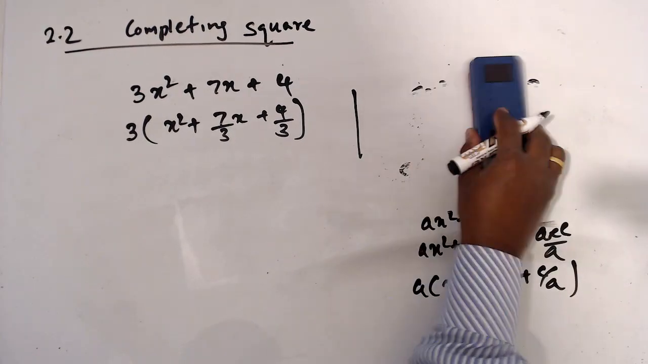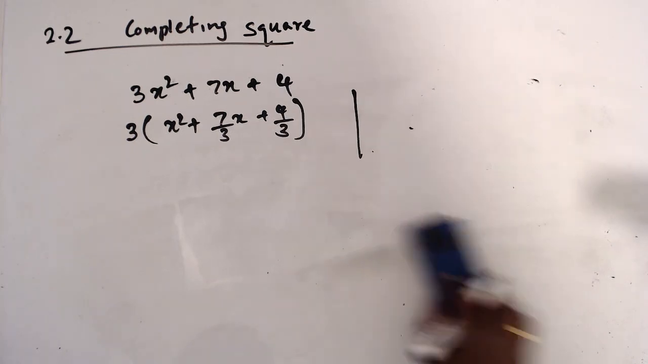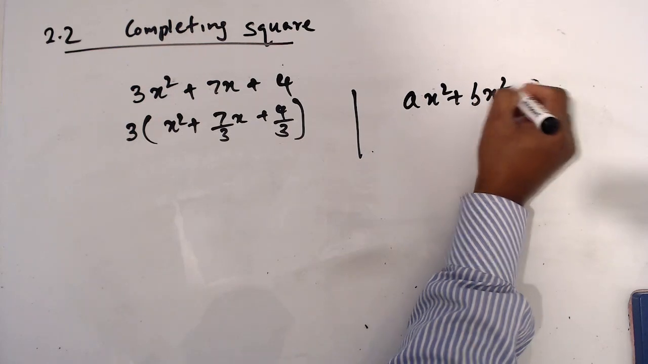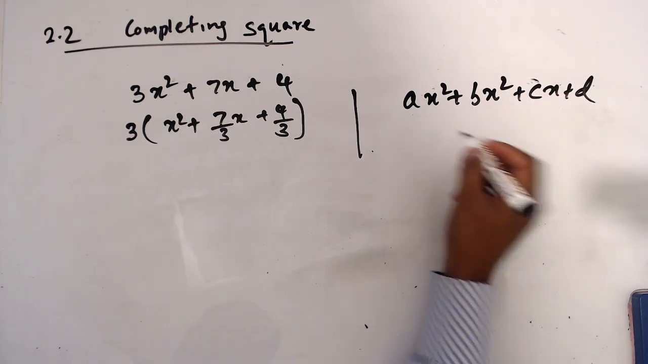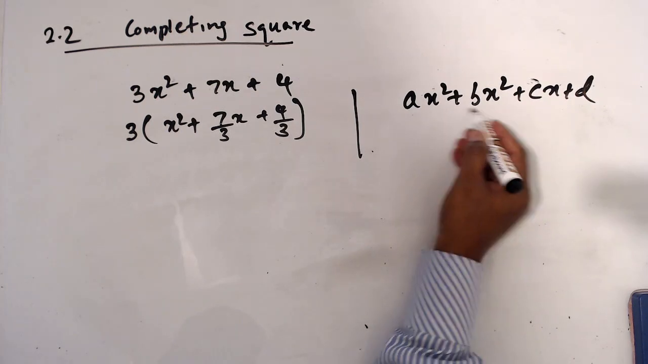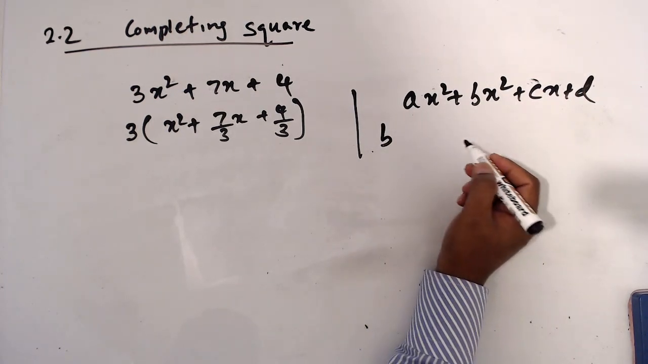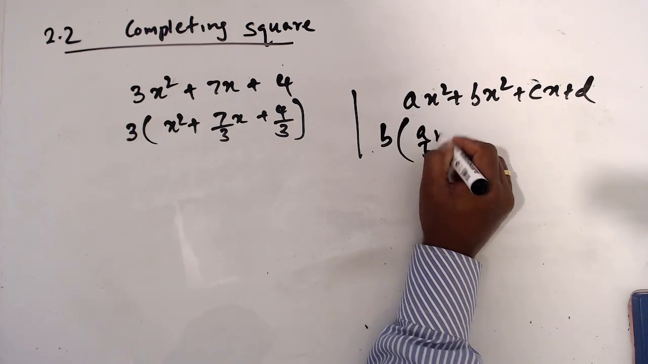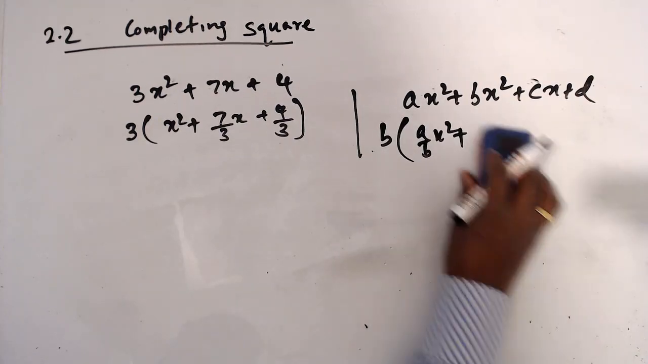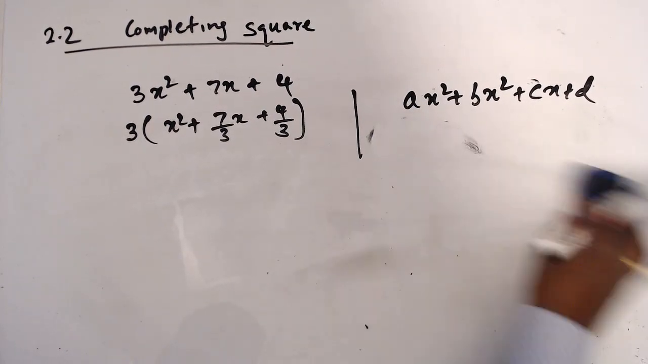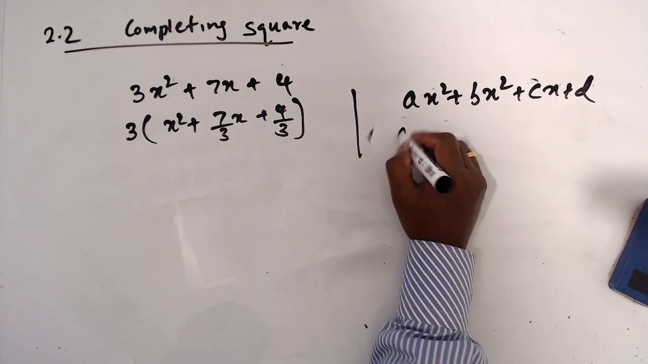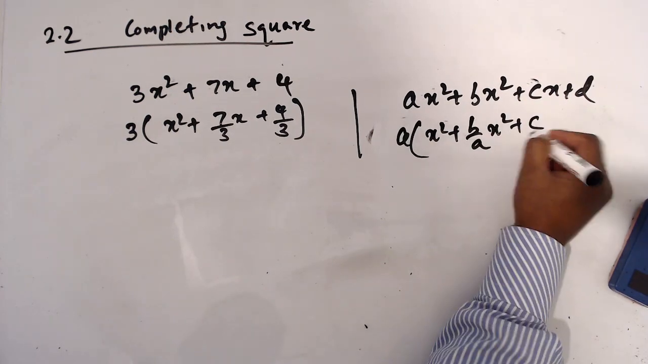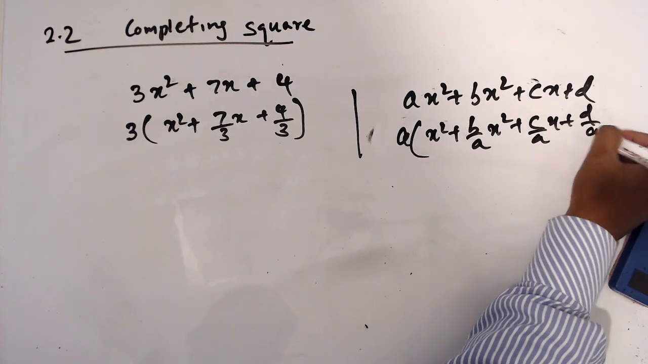Another one. ax cube plus bx square plus cx plus d. I want to take b out now, not a, b. Yes, there is no b. I can write a over b x square. Okay, actually I don't want to confuse you. We'll take a out. Then x cube plus b over a x square plus c over a x plus d over a.